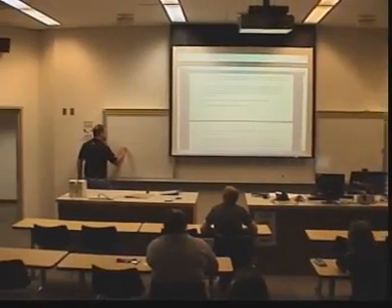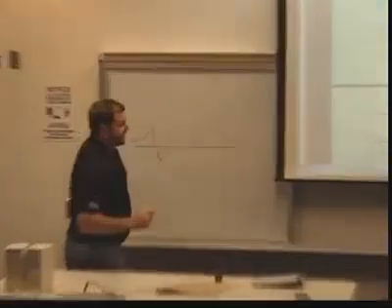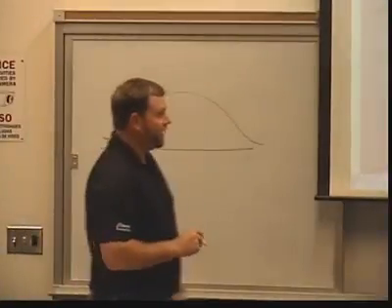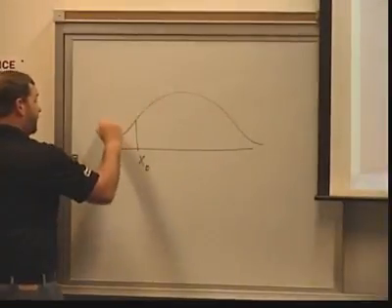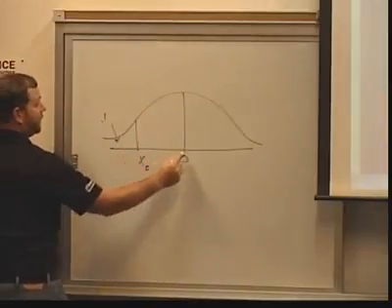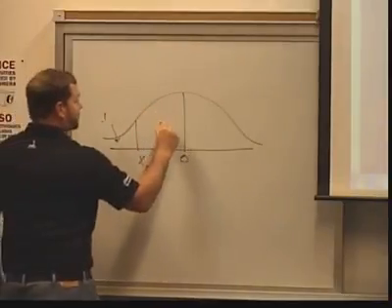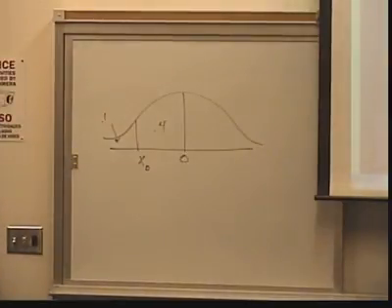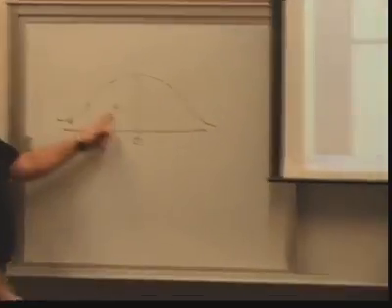So we want x naught such that 10% of the values of x are less than x naught. So this is 0.1. That's 0. So what's my area right here? 0.4. So I would go find the z value that corresponds to 0.4 in the chart. And that would be the answer there.